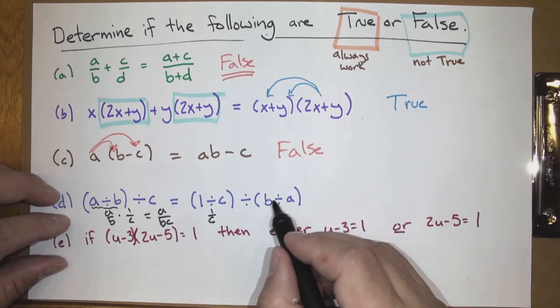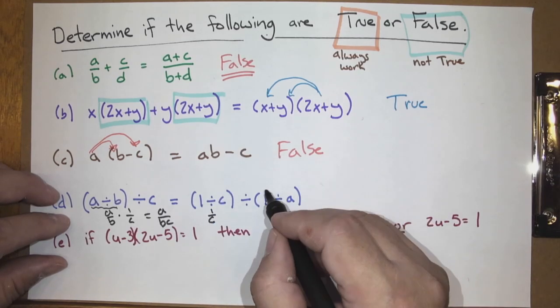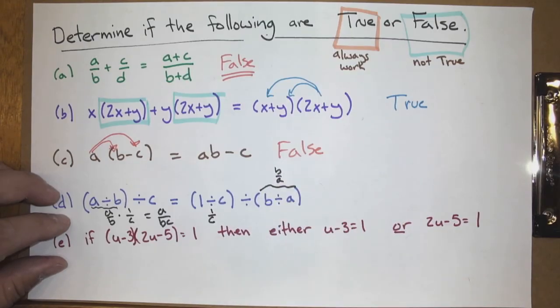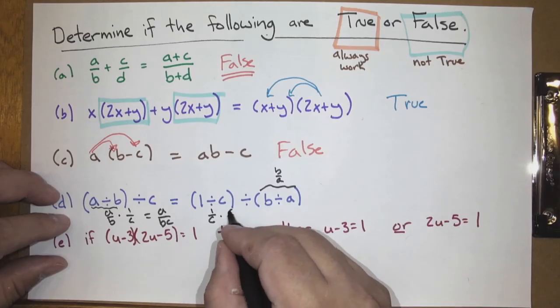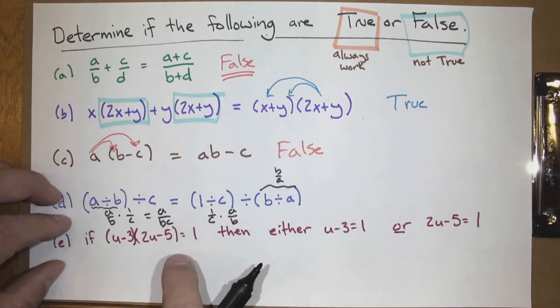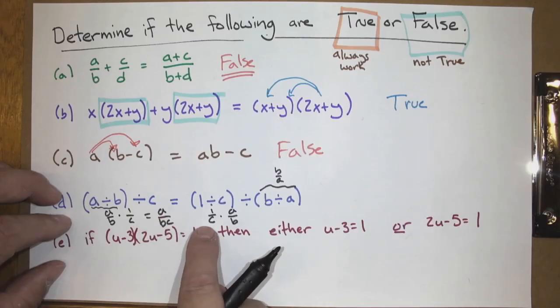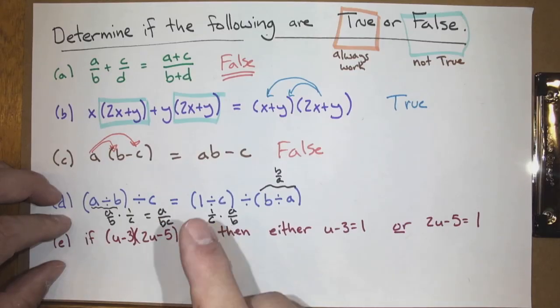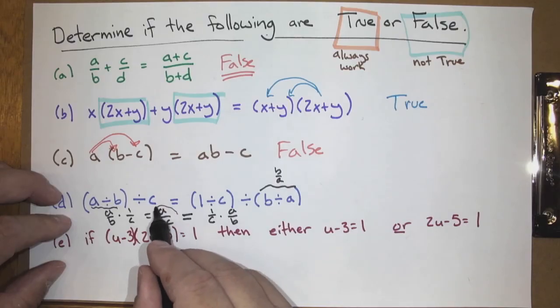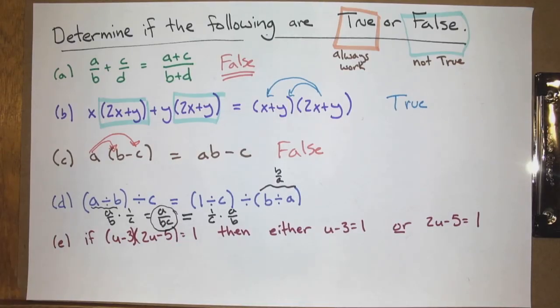Now, B divided by A, that would be B over A. If I want to divide by B over A, what do I do? Multiply by the reciprocal. Great! So then I have upstairs 1 times A, which is A. Downstairs I have C times B. That's the same as B times C. That's our commutative property. Both of these are equal to the same quantity. So this is going to be true.